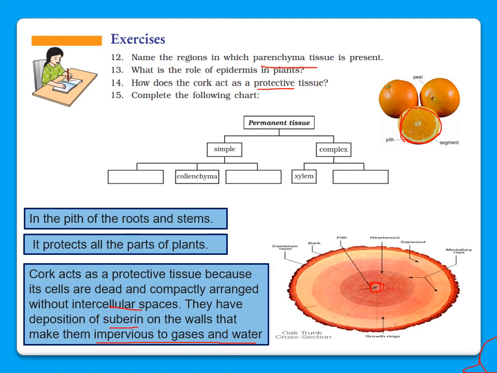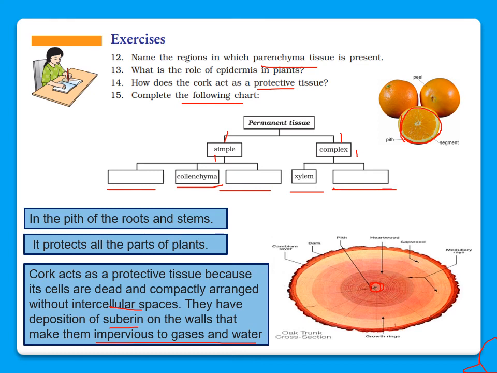The next question is: you have to complete the following chart, and here are the blanks. These blanks you are supposed to fill. Actually, this is the chart of permanent tissues. Permanent tissues are of two types. Number one, simple tissue, and then the complex tissue. As you know, simple tissues are of three types. Out of those three types, one type is given over here and you are supposed to fill the other two types. In the same manner, in complex tissue also, one part is given over here and the second one you are supposed to fill.